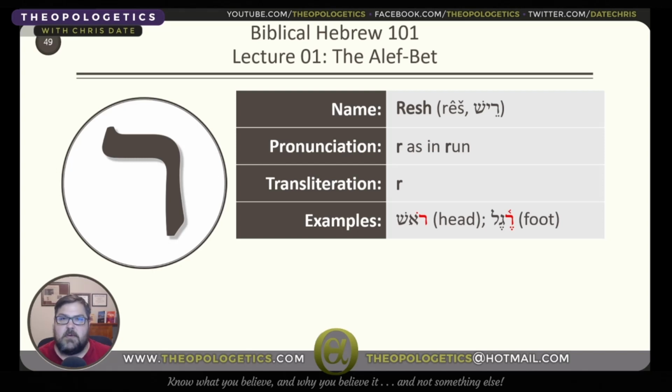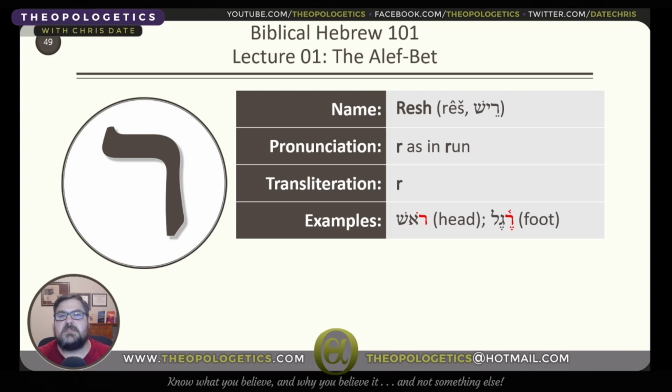You can get away with just pronouncing it like the English R. It's going to be fine in your biblical studies, but you may sound a little bit less than learned if you pronounce it that way. So I would encourage you to try to work on pronouncing it in the back of your throat, like reish, reish. But because of the similarity to the English sound it is transliterated using the English letter R.